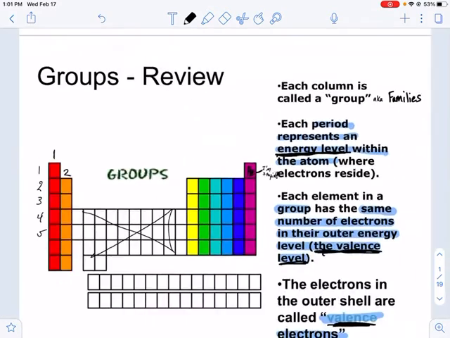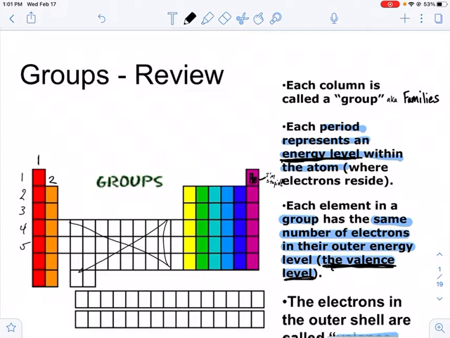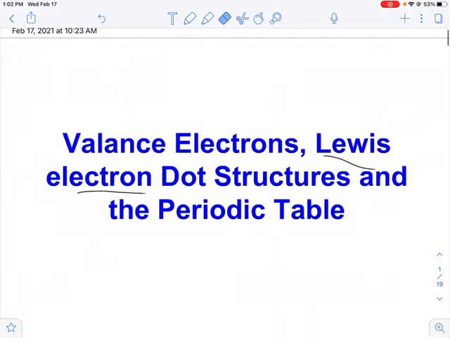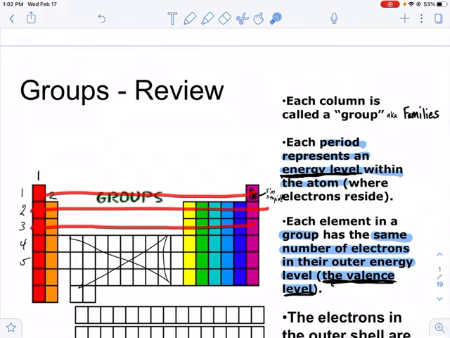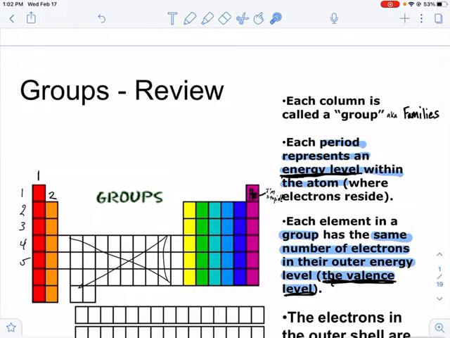Each column on the periodic table, once again, these vertical columns, those are called groups. They're also called families because they oftentimes share common characteristics. And the horizontal rows, these are called periods. Those horizontal rows are called periods.